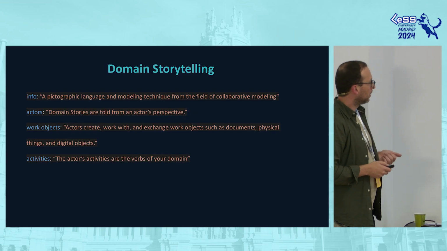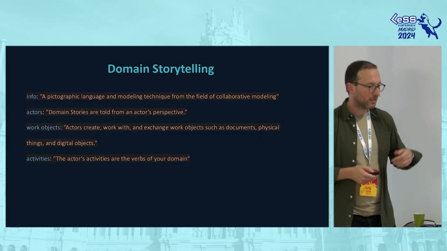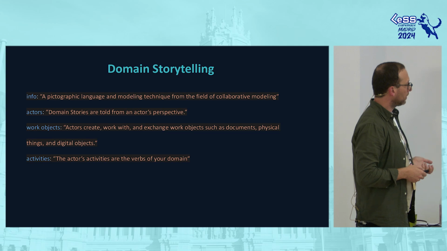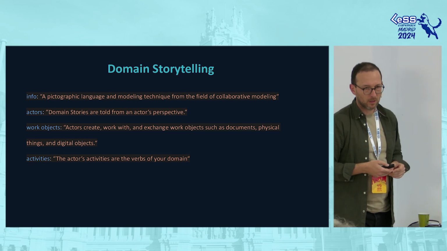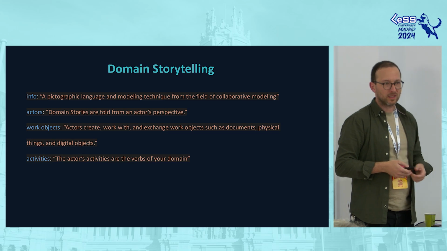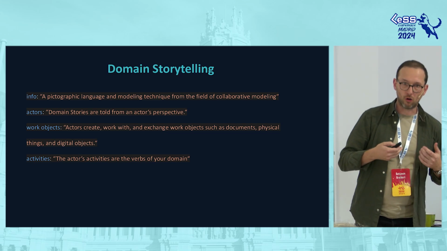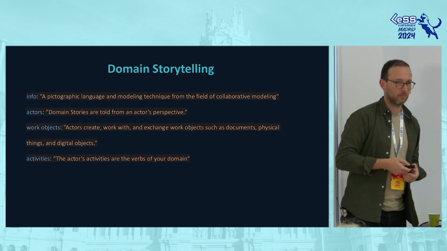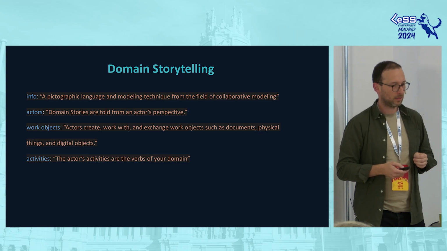We decided to use a method which is called domain storytelling. Domain storytelling is a pictographic language and modeling technique from the field of collaborative modeling. There are also others like event storming, impact mapping, user story mapping. Those are all methods which you can use for collaborative modeling. And it's important, it's a collaborative modeling technique.